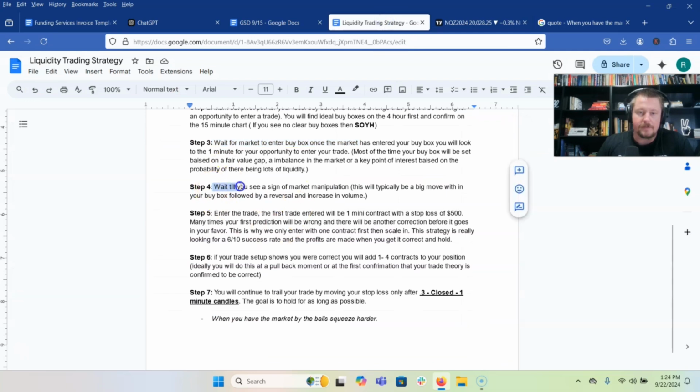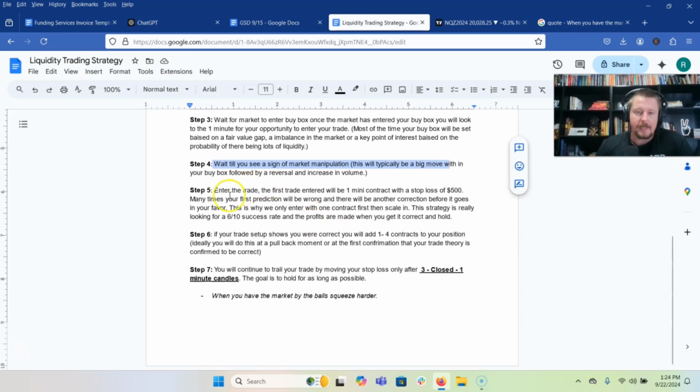Okay. We are going to wait for a sign of market manipulation. So it's going to enter into our buy box, and then we're going to wait for a big push and then a candlestick that gets totally swept into the next position in the confirmation. So we are sitting on our hands until the market hits our buy box, because these are points of interest.